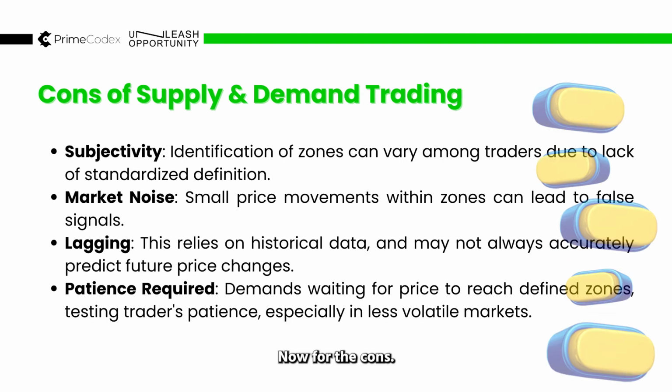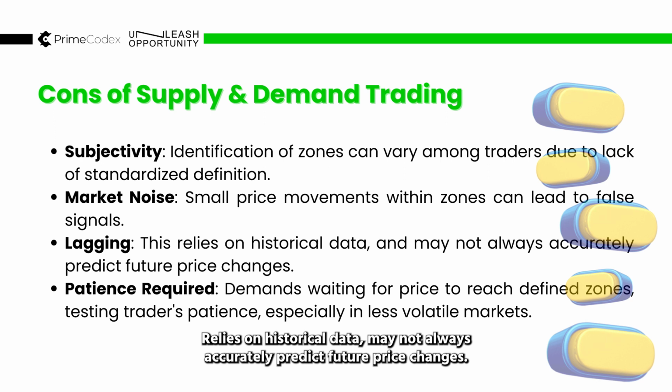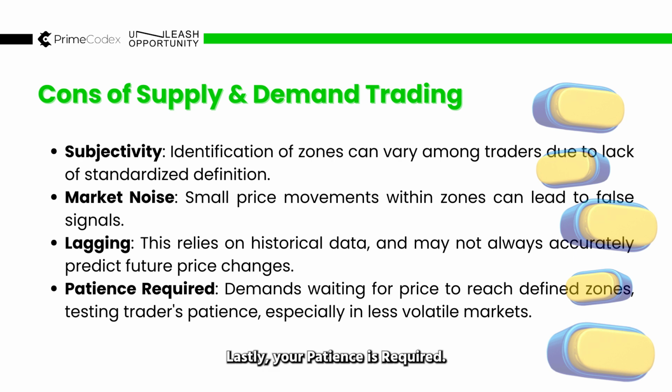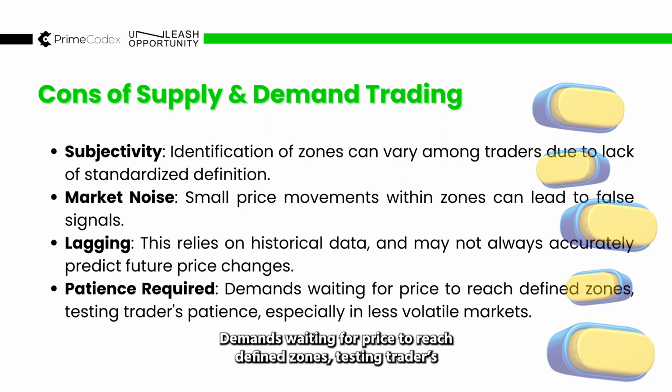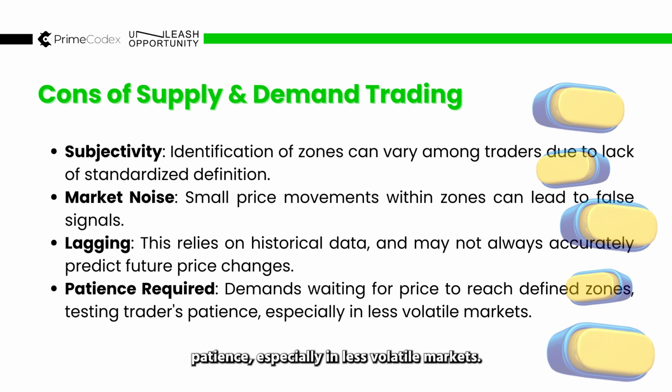Now for the cons. First is subjectivity. Identification of zones can vary among traders due to lack of standardized definitions. Next is market noise. Small price movements within zones can lead to false signals. Lagging. Relies on historical data, which may not always accurately predict future price changes. Lastly, patience is required. Demands waiting for price to reach defined zones, testing traders' patience especially in less volatile markets.